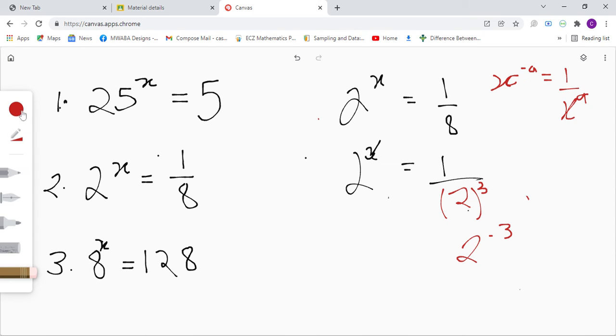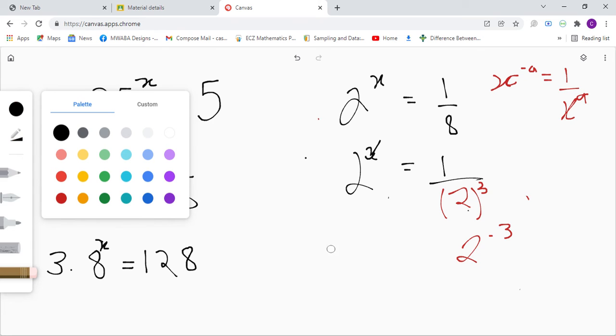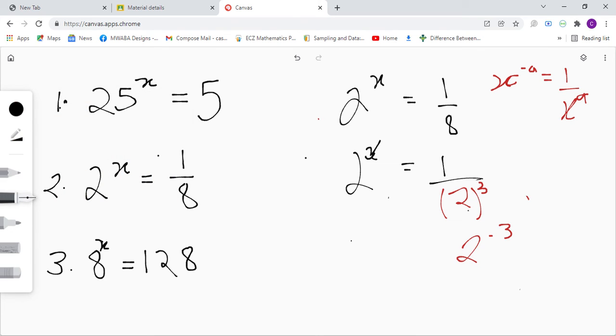So now we're going to have 2 to the power x equals 2 to the power negative 3. So we have the same bases, which is 2. So our x is going to equal negative 3. As easy as that. All right, so the secret again is always make the same bases. Okay, we go on to example 3.